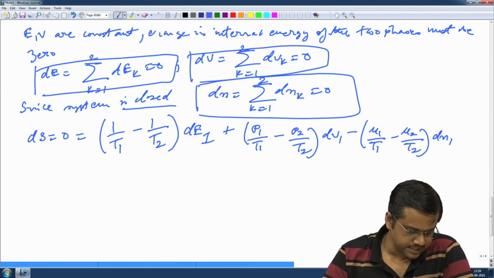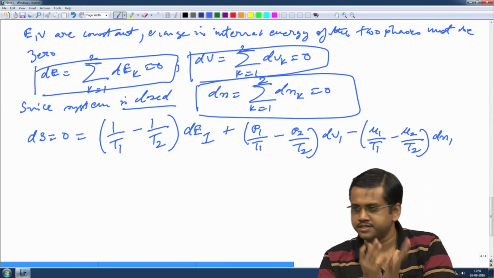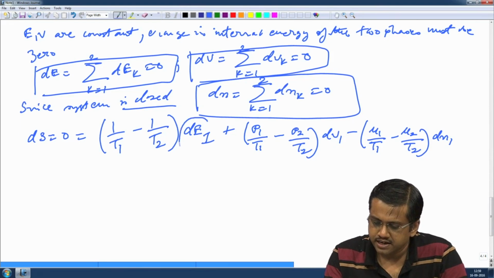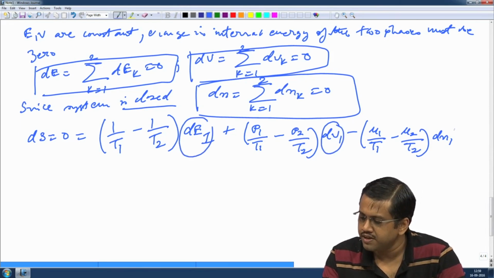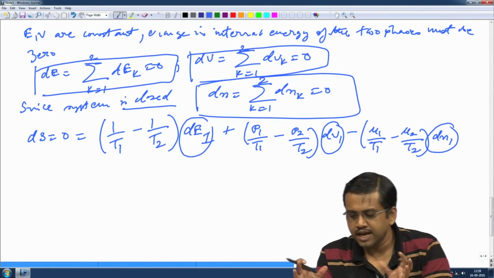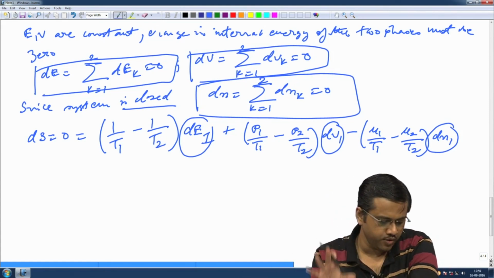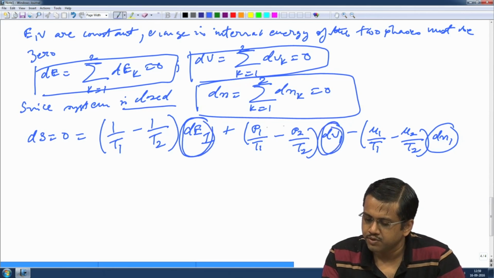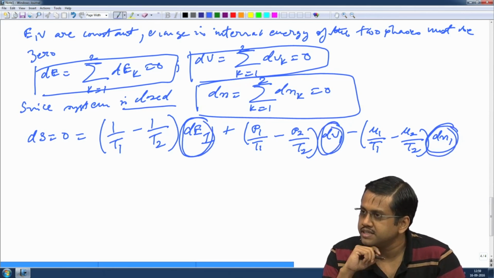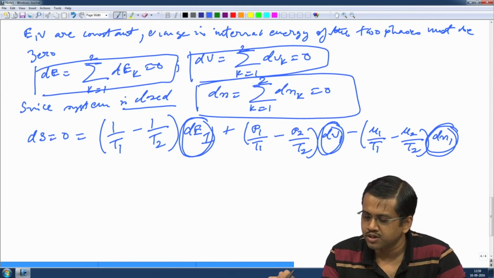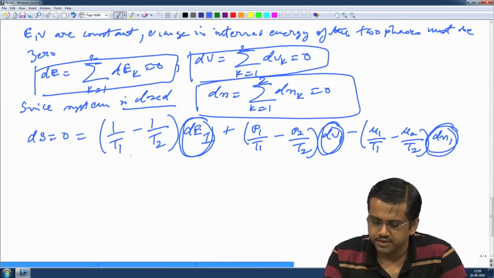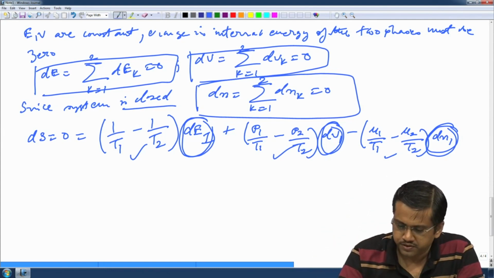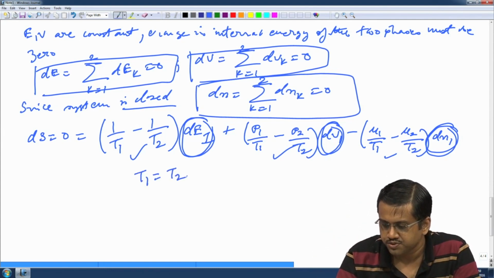Now, for equilibrium to exist between the two phases of a single component, these variations of E, V, N and so on can be anything, right? The sum total of all these terms is equal to 0, but the variations dE1, dV1, dN1 can be anything. That would mean that in order for the sum total of these terms to be equal to 0, individually these terms should be equal to 0 as well. So, from the first expression we get T1 is equal to T2.